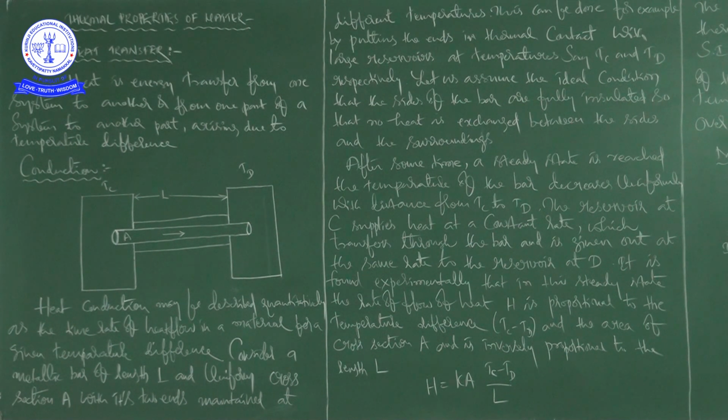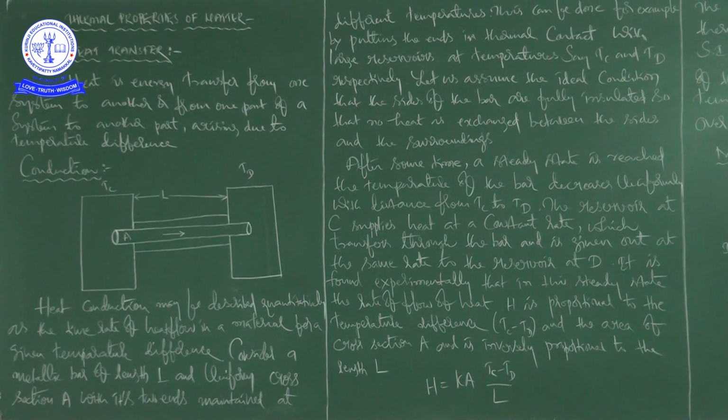Consider a metallic bar of length capital L and a uniform cross section capital A, with its two ends maintained at different temperatures. For example, TC and TD. Generally we use T1, T2, but similarly we use TC and TD here.